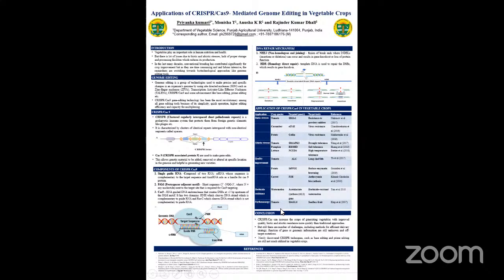So in conclusion, CRISPR-Cas9 can increase the scope of generating vegetable varieties having improved quality and biotic and abiotic resistance more quickly than other traditional approaches. But there are still a number of challenges, like methods for efficient delivery strategy, and the function of genes or genomic information, which are still unknown. And there is also the problem of off-targeting.